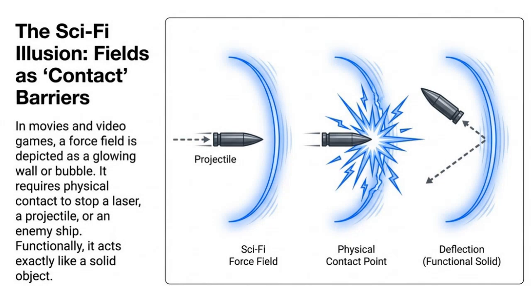In many movies and video games, force fields are shown as glowing walls or bubbles that physically block objects like lasers, bullets, or ships. These force fields work by requiring actual contact to stop an attack, acting just like a solid barrier. This portrayal makes the force field behave as if it were a tangible, solid object, even though it's meant to be an energy-based barrier.